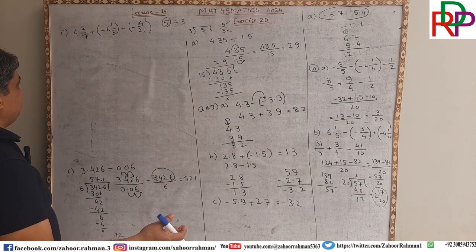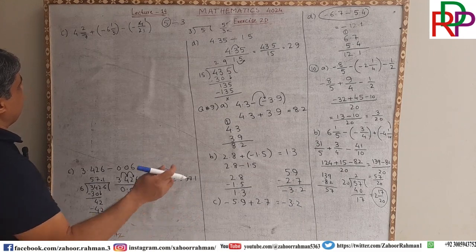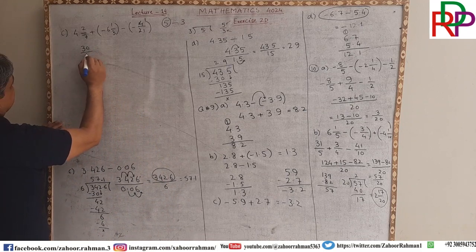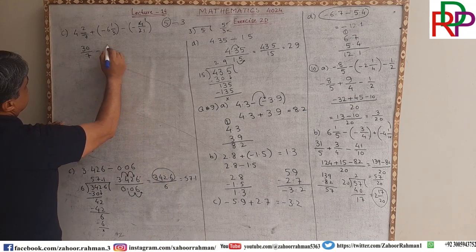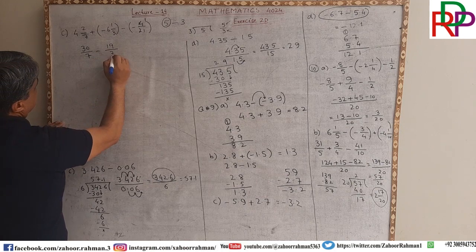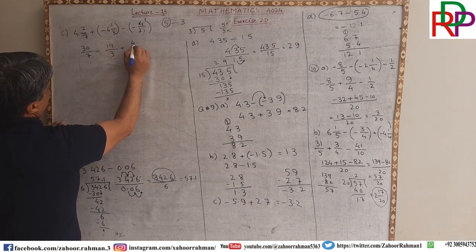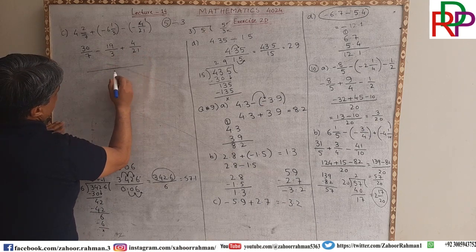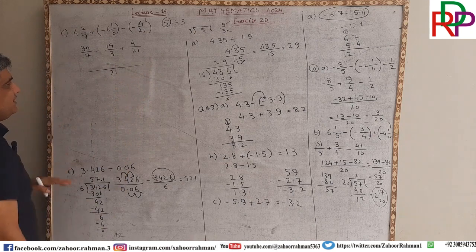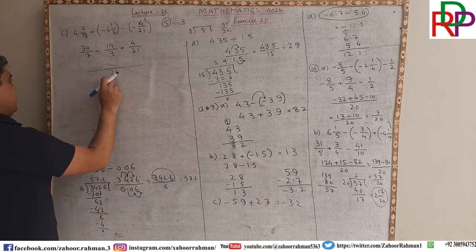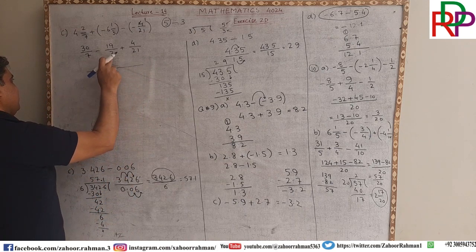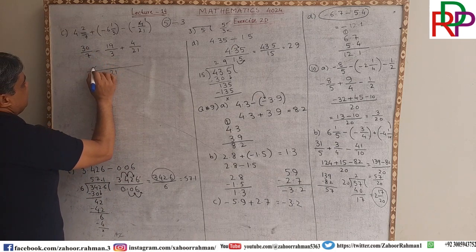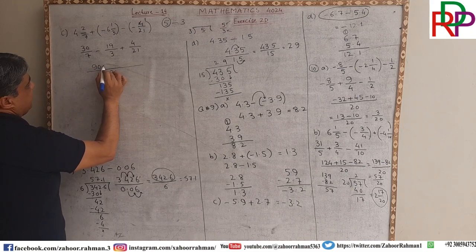Okay, now we are doing part number C, and that will be the last part for today because we are running out of time. So 30 divided by 7 minus 19 divided by 3 plus 4 divided by 21. Ladies and gentlemen, 21 will be the LCM. When we divide this 21 by 7, we will get 3. And we have to multiply this 3 with 30, so it will become 90.